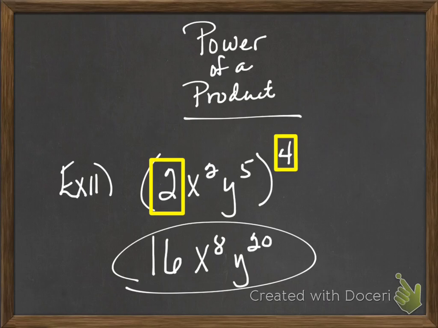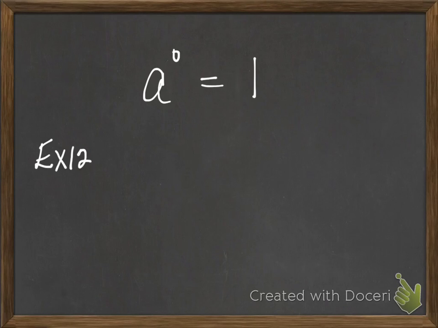Last set of notes for today are going to be behind the door that says a to the 0 equals 1. These are our last notes that we're going to take today. So behind the door, a to the 0 equals 1. We have 2 examples. Example 12. This may be something that you already know. Do you know that anything raised to the 0 power is always equal to the number 1? Anything. Any number, any variable raised to the 0 power is always equal to the number 1. That doesn't make a lot of sense, but it's just a rule in mathematics, just to be honest with you.